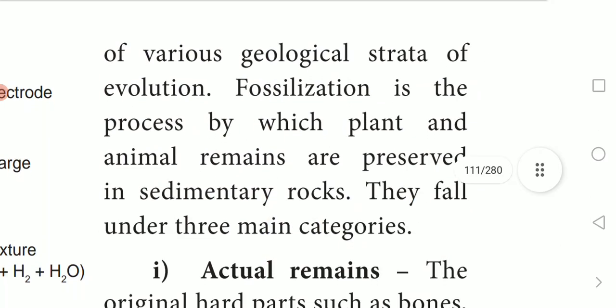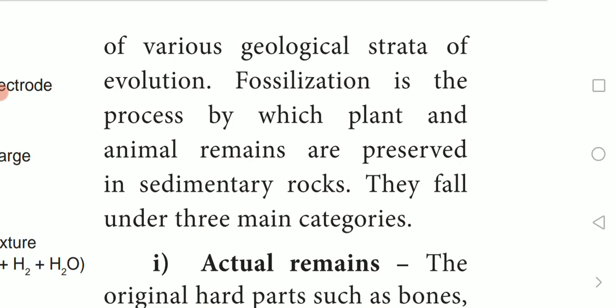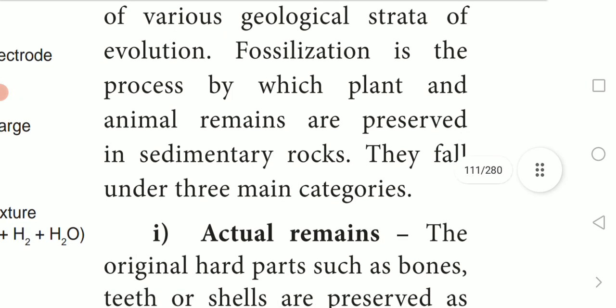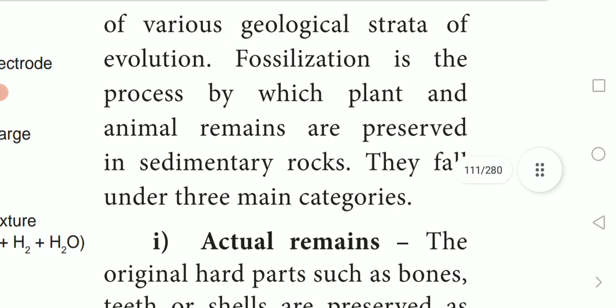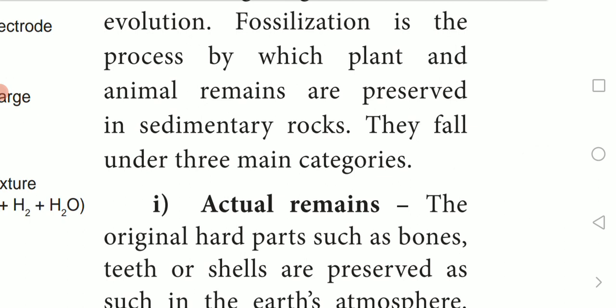If you take any one species and study its evolution, there are various geological strata, and different species will be there. Fossilization is the process by which plant and animal remains are preserved in sedimentary rocks. That is what we call fossilization.